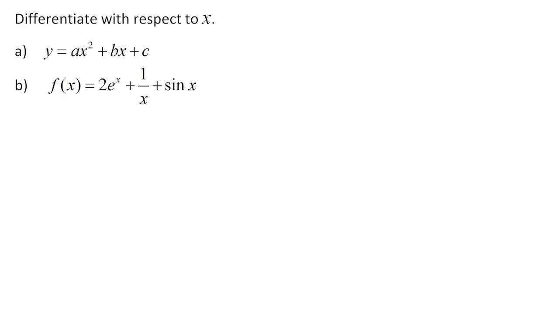Differentiate with respect to x. Y is equal to ax squared plus bx plus c. This is an application of the sum rule. One very important thing to remember about differentiation is you can only differentiate once your expression is in standard form. And if you look at standard form, it's formula number 5, x to the power n.